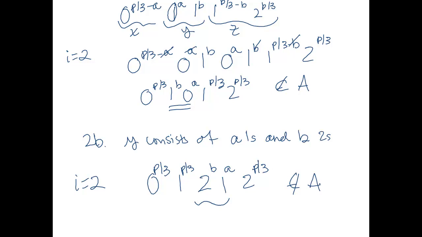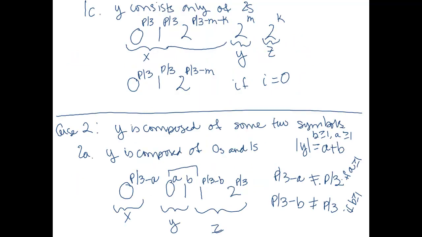And case 2 is y is composed of some 2 symbols. And then it's either composed of zeros and ones or ones and twos. Why can't it be zeros and twos? Because all of the symbols in y have to be directly adjacent to each other. We can't just pick and choose chunks out of the string. It has to be a sequential number of symbols that are next to each other. Okay, so that's why there's only two cases in case 2.